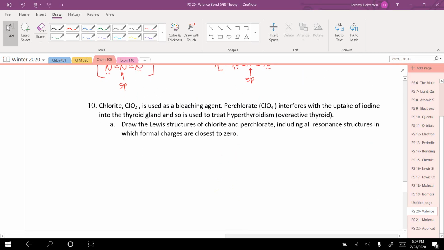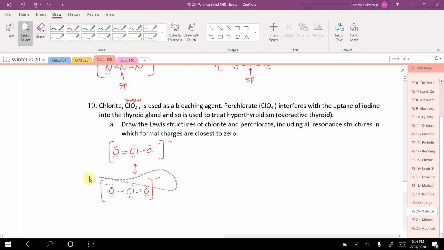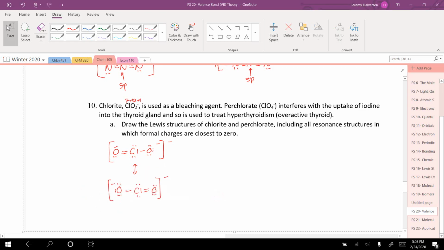Okay, so we're going to have ClO2-, and this is 7 plus 12 plus 1, which gives me 20 electrons. So 2, 4, 6, 8, 10, 12, 14, 16, 18, 20. And formal charge of minus, minus, plus. So let's get rid of one of those. Bam. So here we go. And we're going to have a resonance structure, just for the sake of being pretty. There we go. Okay. Draw the Lewis structures, including all resonance structures and formal charges close to 0.